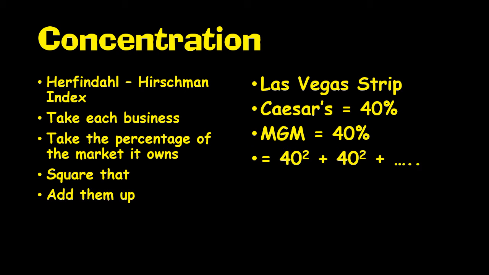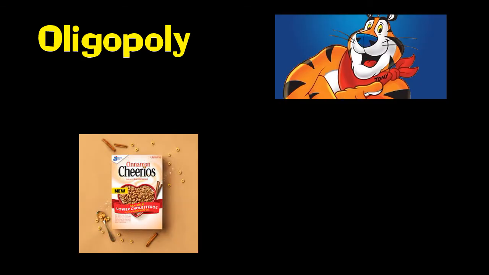So you've got 40 squared plus 40 squared plus all the other companies squared. And so we're somewhere over 3,200. The government considers that to be very high. And if Caesars and MGM wanted to merge, in theory, they would say no. And in fact, the old mergers, we'll talk about this when we get there, they probably shouldn't have allowed them.